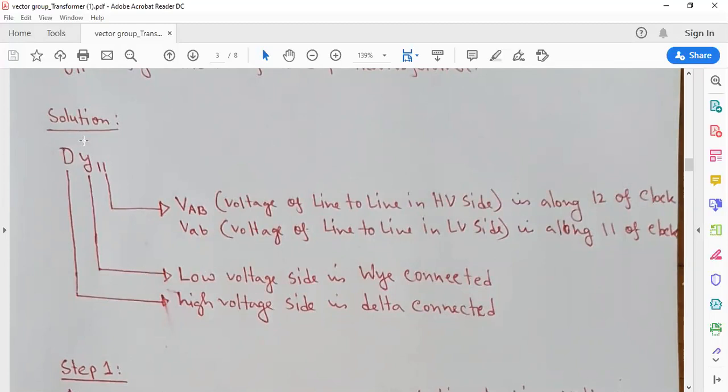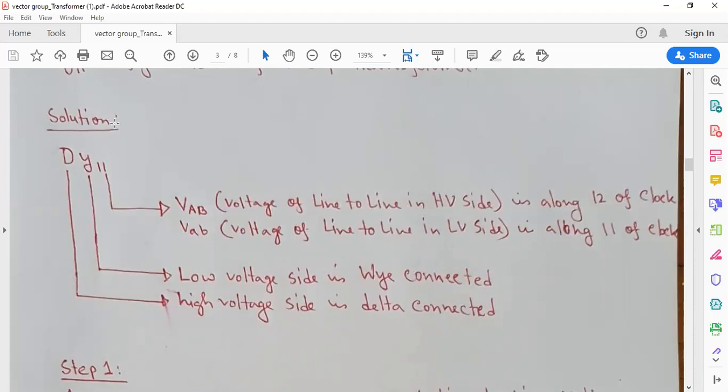So now, what does this 11 mean? 11 means the voltage of the D connection, the line to line voltage of the D connection. This is VAB. I have written it as capital AB. The line to line voltage in the high voltage side is along 12 of the clock, and the low voltage side, line to line voltage VAB is along 11 of the clock.